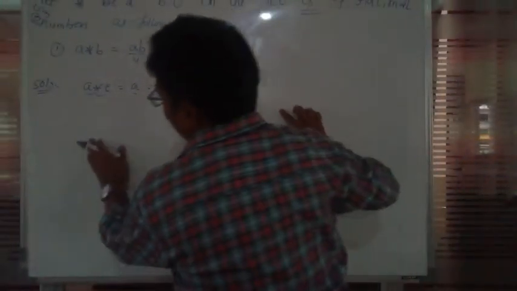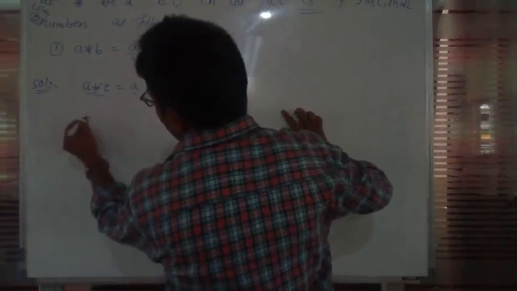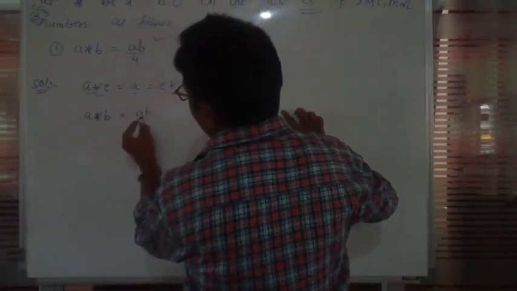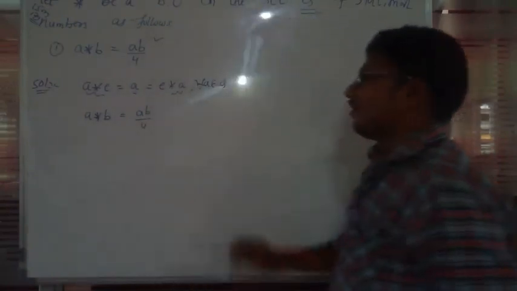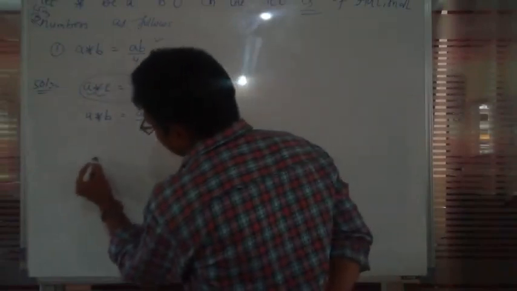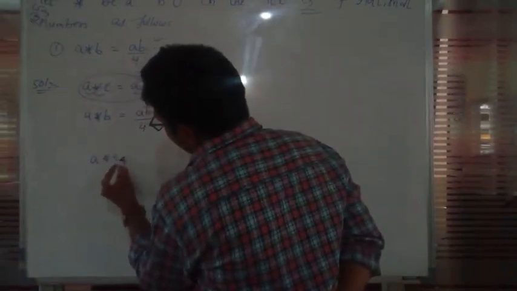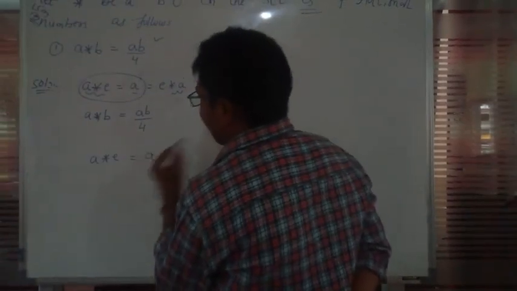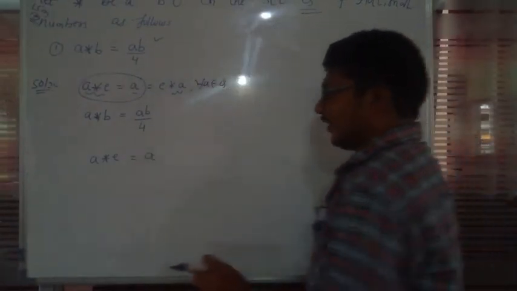So first you should concentrate here. It's a very simple problem. What is A star B? A star B is AB by 4. You should remember AB by 4. Now I will take this one section only: A star E is equal to A. Remember, A star E is equal to A.